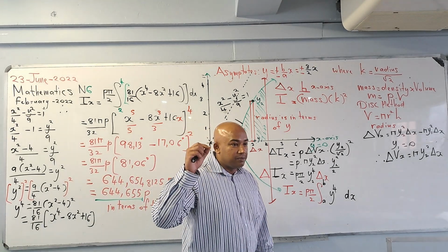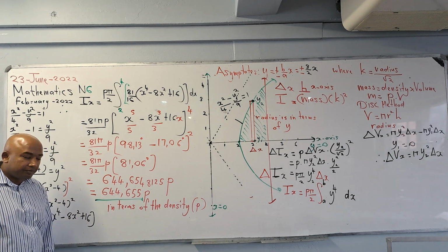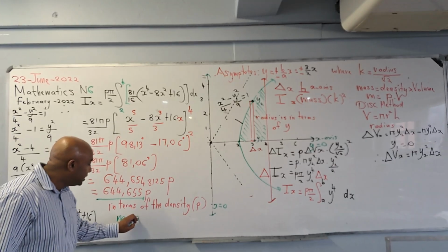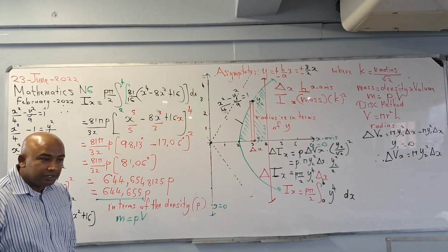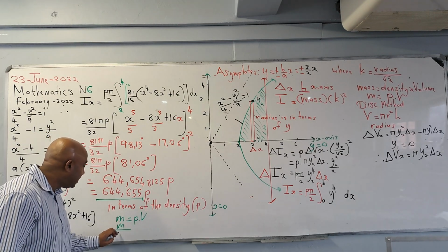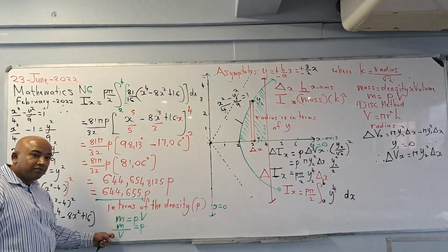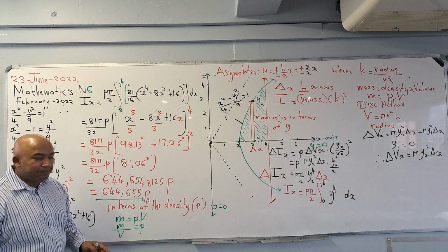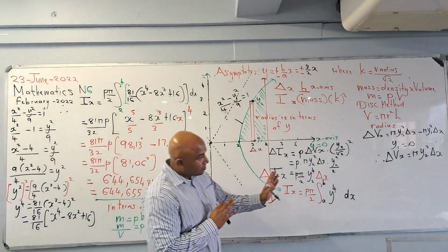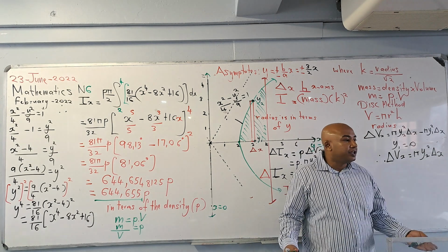If they ask you to work out the moment of inertia in terms of the mass, then what would you have to do? You would have to remember that mass is equal to density times volume. So then you make p the subject of the formula. So therefore M divided by V is equal to p. And then you will replace p with M over V. But it's not just as simple as M over V. You have to work out V. So that means you need to go back here and work out the value of V. And then substitute it, and then you're done.